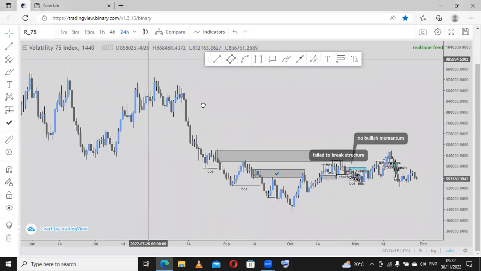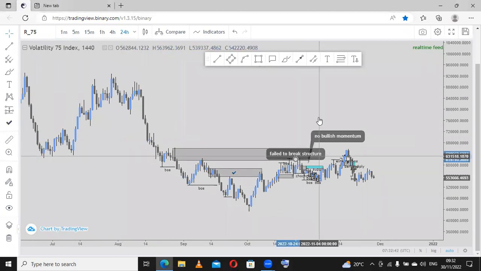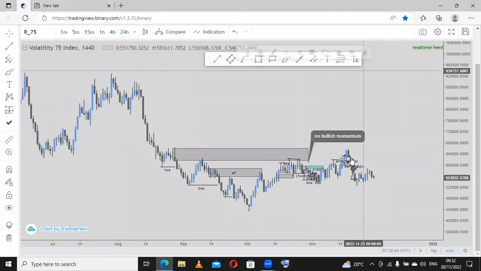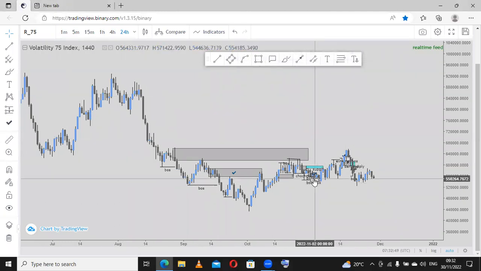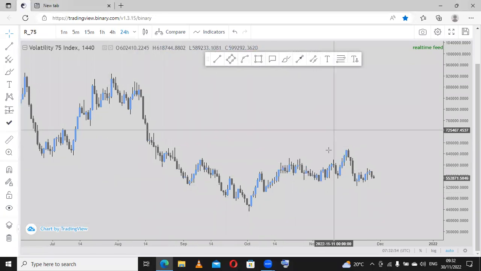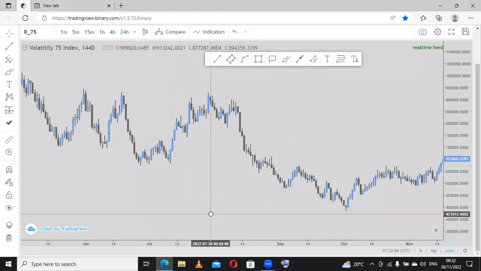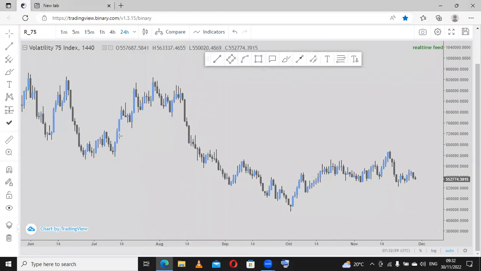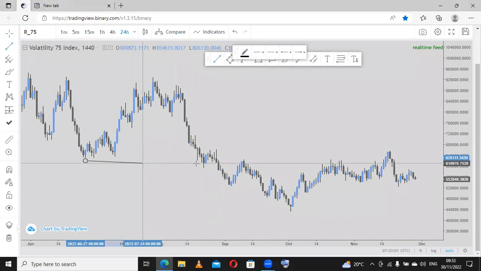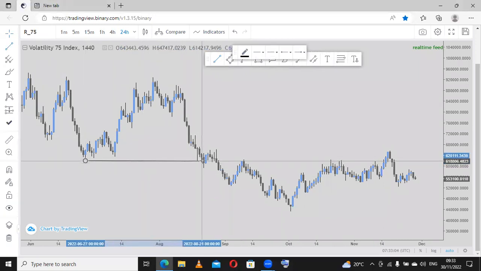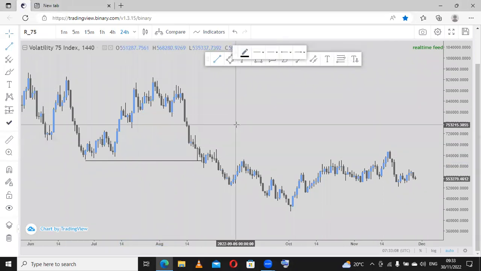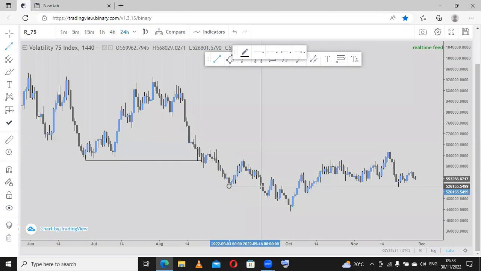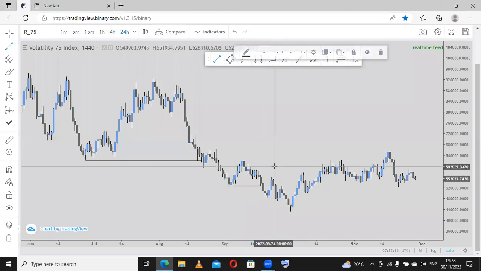Okay, so this is the daily chart. Let me just remove everything. This is the daily chart of VIX 75. It's totally bearish, okay? V75 from day one, it's heavily bearish.